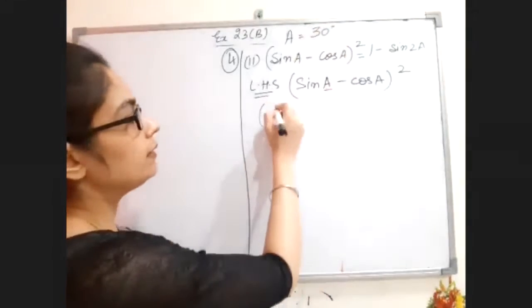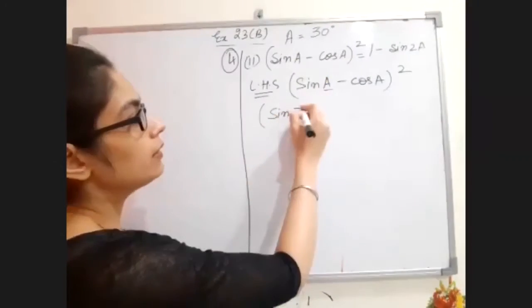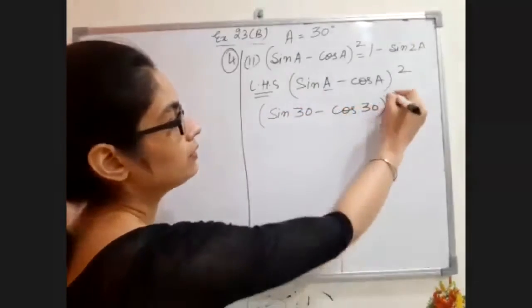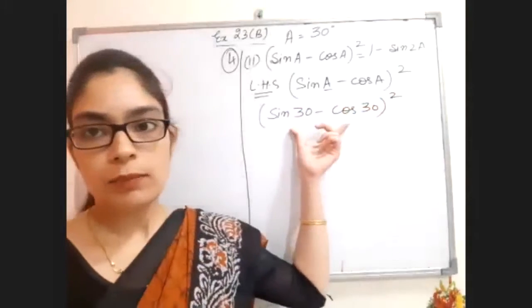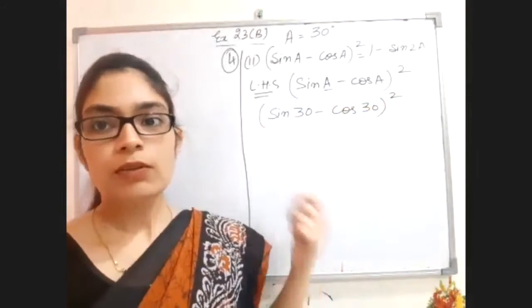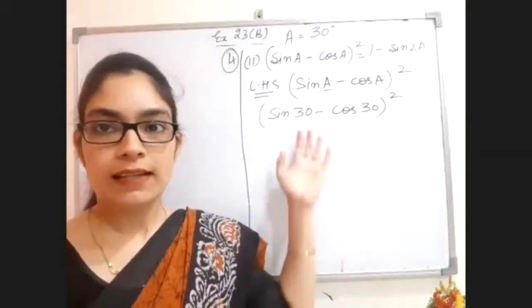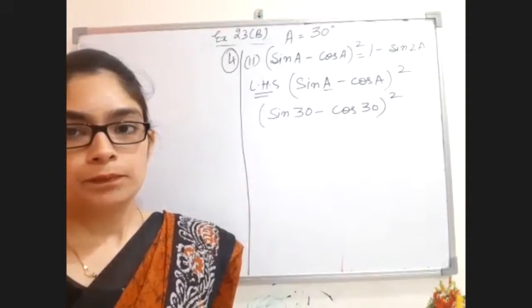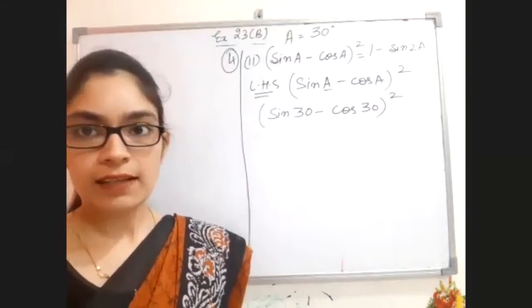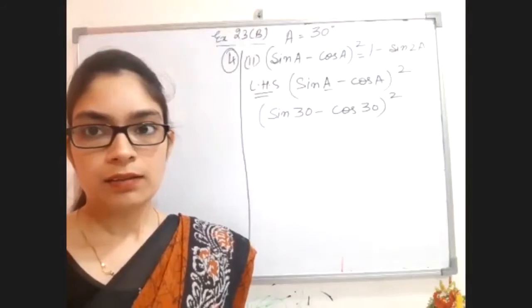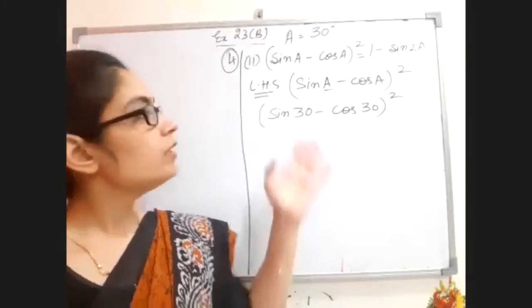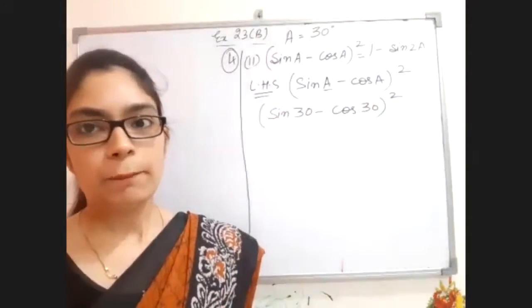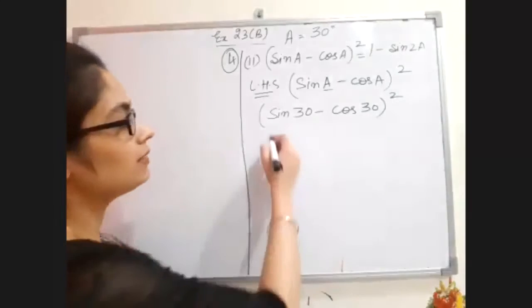If I do directly, sin A is sin 30 degrees minus cos A also becomes cos 30. I have the values in the form of numbers. So why use expansion? Directly, let's substitute the values and write their values. Can we do directly? Yes, we can do. See, if this value is not there, then that option we can do. But the values are given to us, so make it simple.